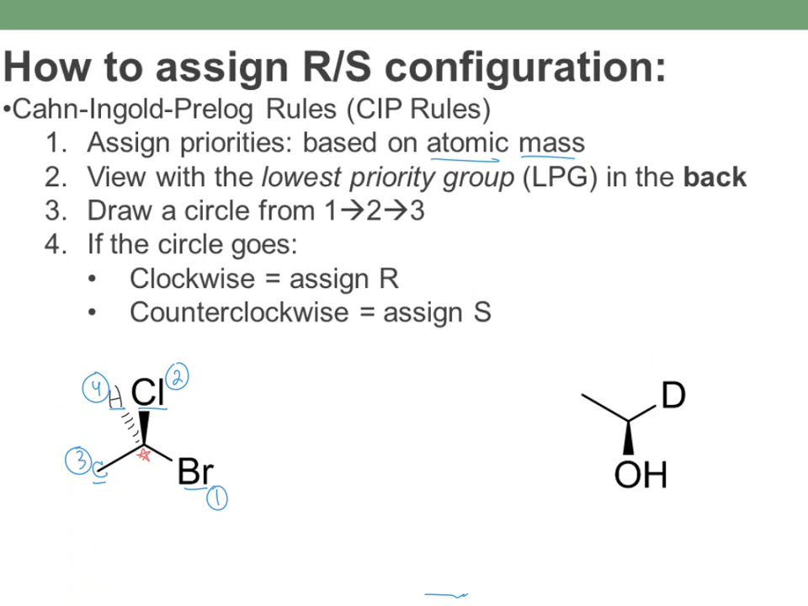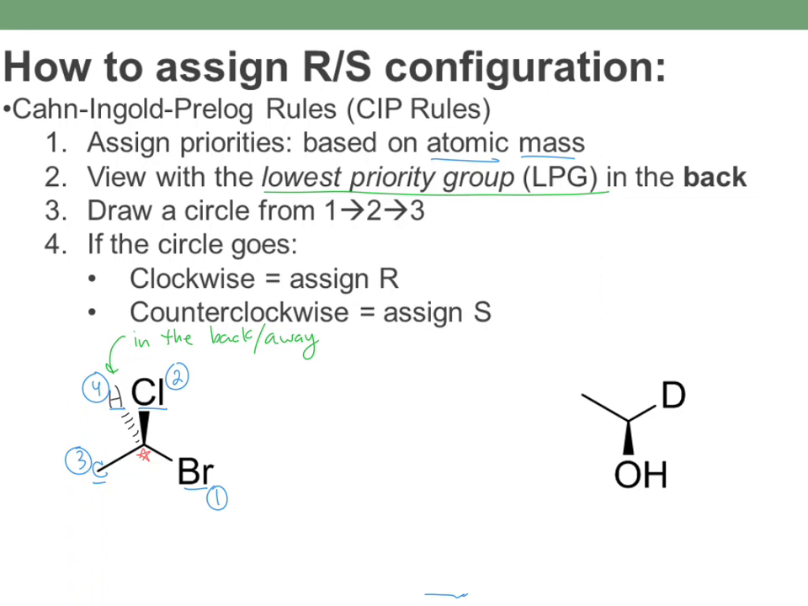And then what you do is you're supposed to view it from the point of view where you have the lowest priority group in the back. And so for me, I've already done that. My lowest priority group is in the back. My hydrogen is my lowest priority group, and it is already in the back, right? It's going away from me. So I'm already looking at this from the correct point of view.